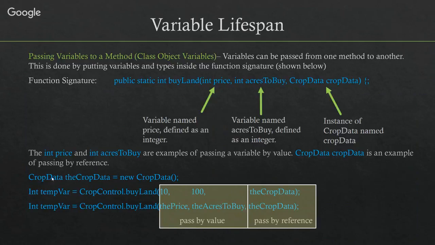So here, we set a new instance of crop data, and then we set a temporary variable which contains the returned value, and we call the buyLand method. We pass 10, 100, and the crop data. The 10 and 100, whether actual values or actual variable names, we're passing by value. And the crop data, this instance of crop data that we're using, we're passing by reference over to the function that we're calling.